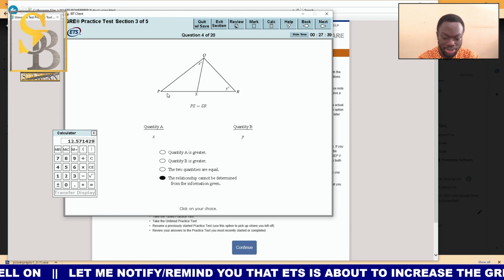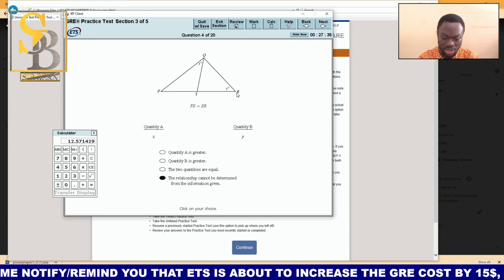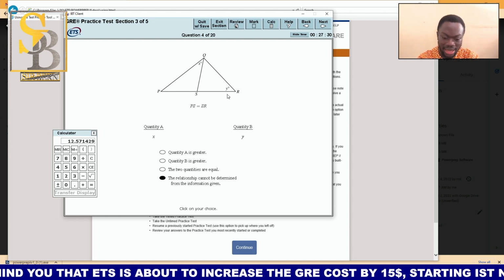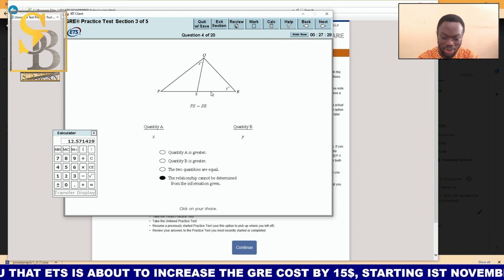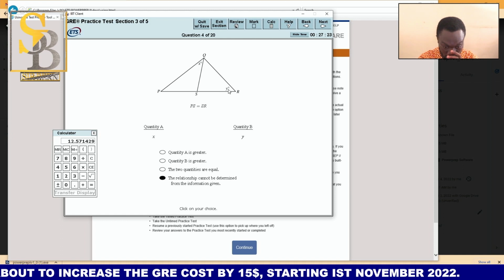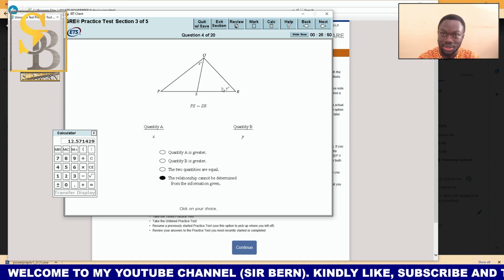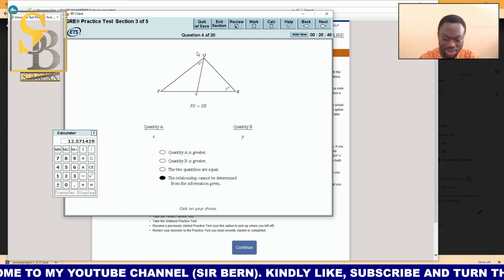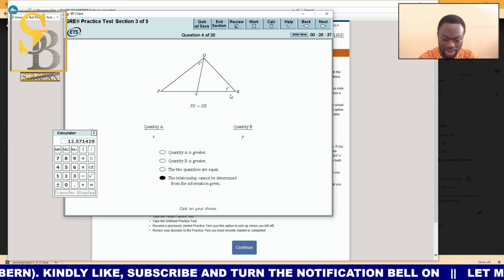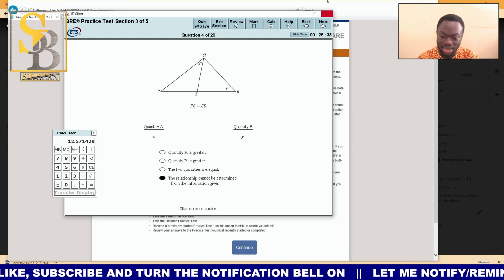The next is the relation cannot be determined. Though the lengths PS and SR are equal, because it's not drawn to scale, we don't know the magnitude of this line or that line. So x and y can change. In one situation, angle x can be greater than angle y. In another situation, angle y can be greater than angle x. Because that is happening, you choose the relationship cannot be determined from the information given. Then you move on to next.